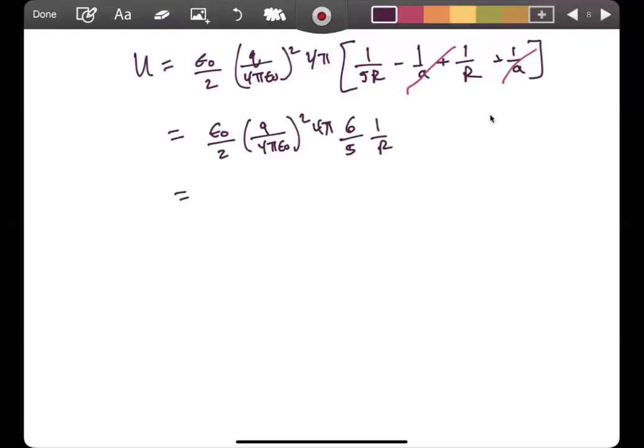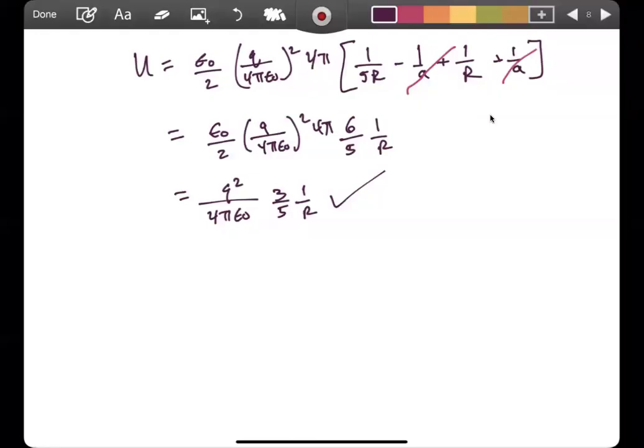So this just becomes equal to q squared divided by 4 pi epsilon naught, 3/5 of 1 over r, which is exactly the same answer as before. So no matter which one of these three things I use, of course, I have to get exactly the same answer. Otherwise, things are going to be weird.